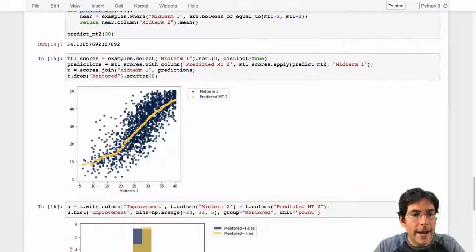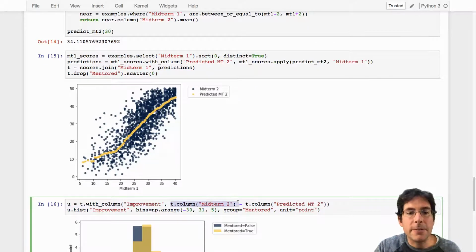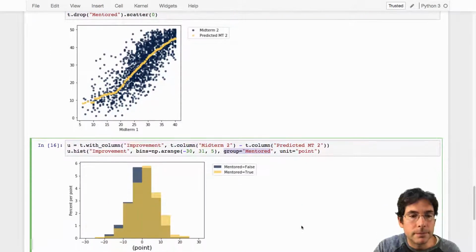Okay, we're going to add a column called improvement, which is the actual midterm 2 score minus the predicted midterm 2 score. Then we're going to draw a histogram of how much people improved over the score that we expected them to get under the control condition. And we'll group by whether they were mentored or not. Here's the histogram.